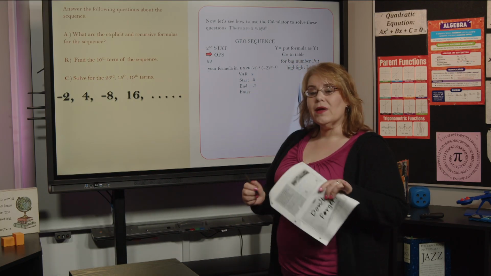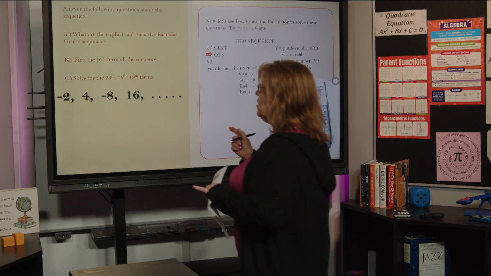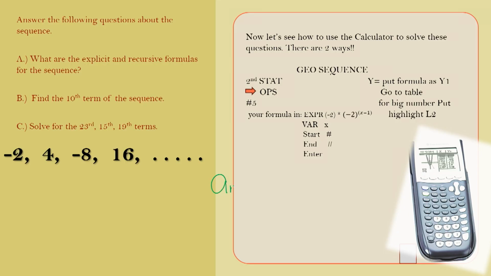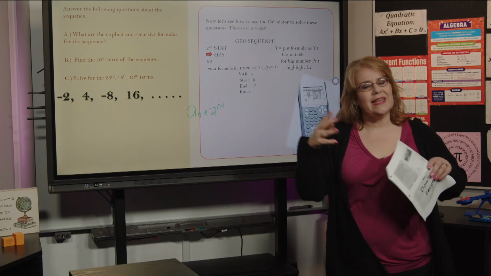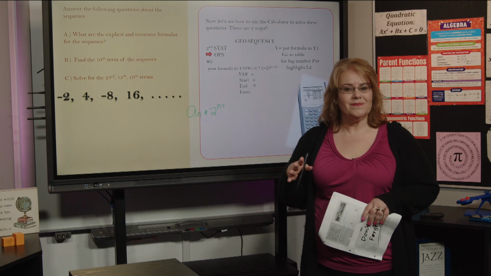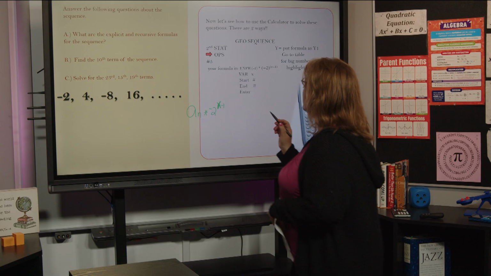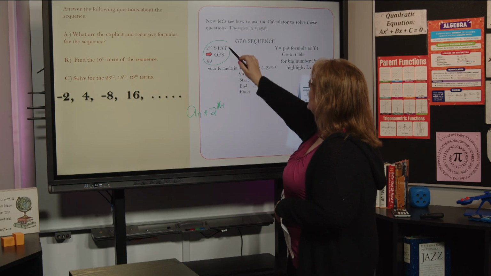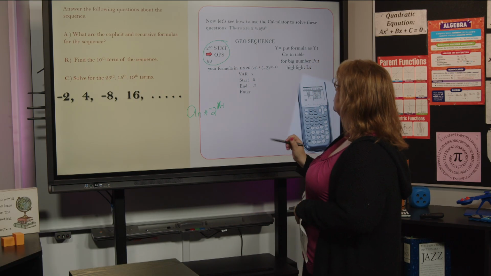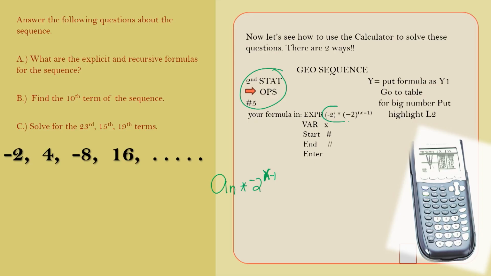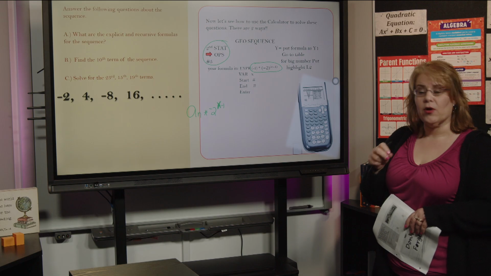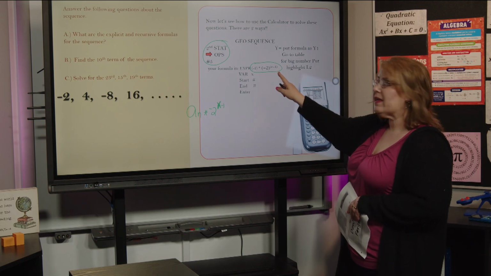Now, I'm going to rewrite the formula we used, which is a sub 1 times negative 2 to the n minus 1. In our calculators, can we put in the letter n? We can't. We have to use x. So we're going to write our formula just like this. I'm going to give you a minute to write these down on your paper because this is what we're going to put in our calculator.